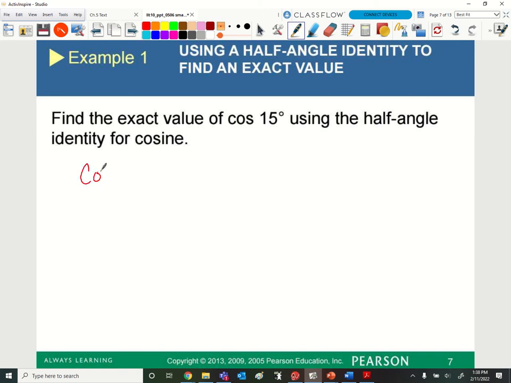This example says find the exact value of cosine 15 degrees using half angle. So it's going to be the cosine of something over 2. It's not 15. What's 15 divided by 2? 7.5. So I don't want that, do I? Something divided by 2 gives me 15. 30. There we go.